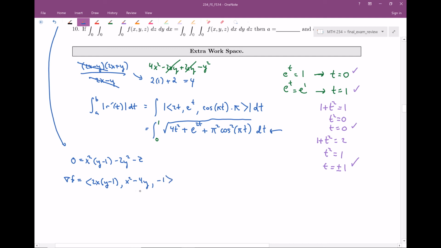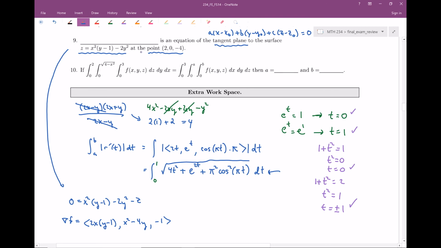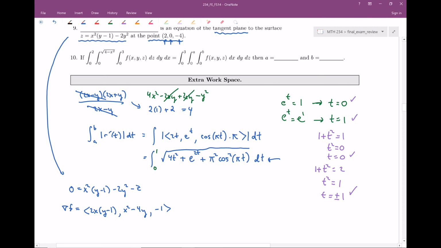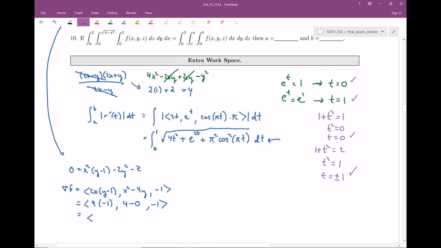All right, so this vector is normal to the surface at every single point x, y, z. Sorry, not tangent, we want it normal or perpendicular at a particular point, right? 2, 0, negative 4. So everywhere I see an x, I'm going to plug in a 2. Everywhere I see a y, I'm going to plug in a 0. Everywhere I see a z, I'm going to plug in a negative 4. So 2 for x, 0 for y, and there were no z's to plug in. Okay, fair enough. So the gradient vector at that particular point is negative 4, 4, negative 1.